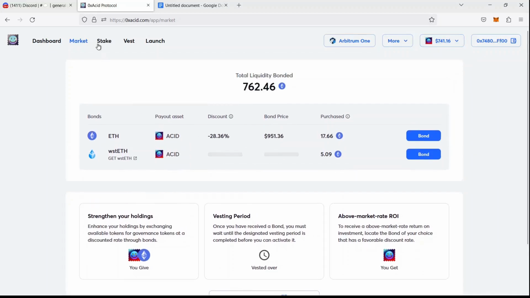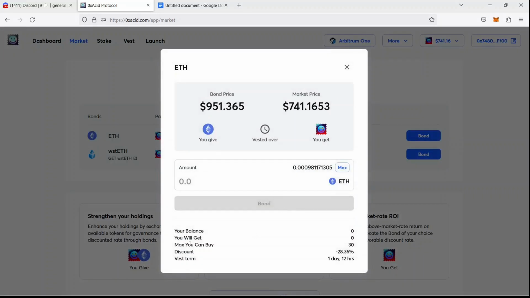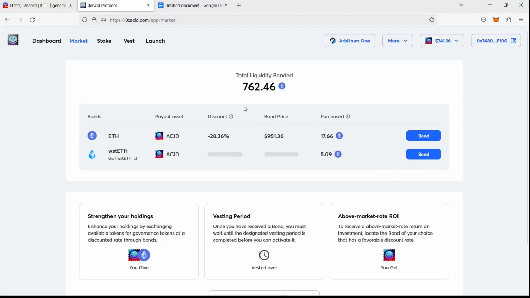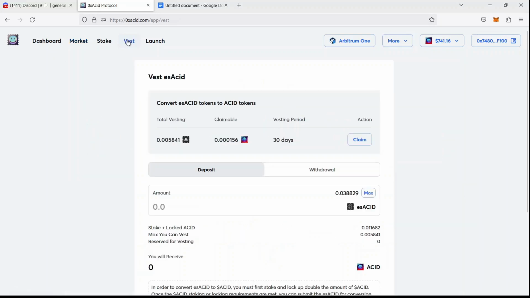So moving on to the staking page. Now, one thing you need to know is that when you bond, there's a vesting term. So for you to get the total amount that you are supposed to receive because of bonding, it will take you 1 day and 12 hours to claim the full amount. And you will be able to claim from the vesting section.